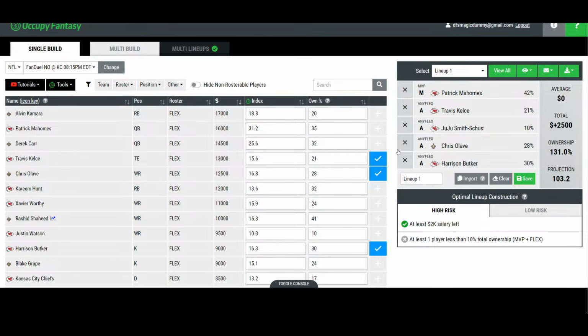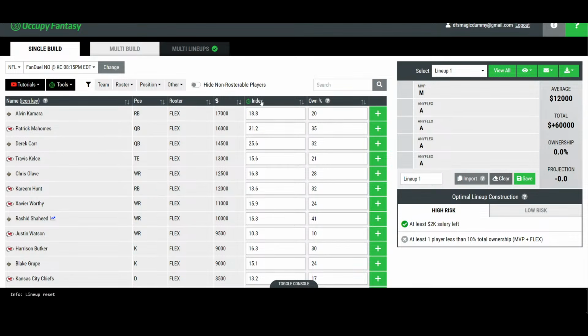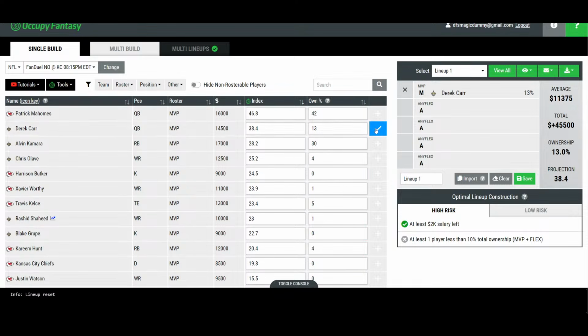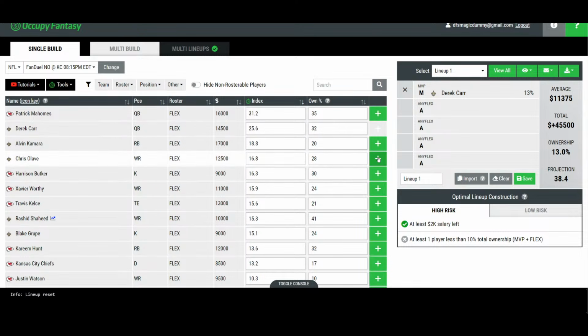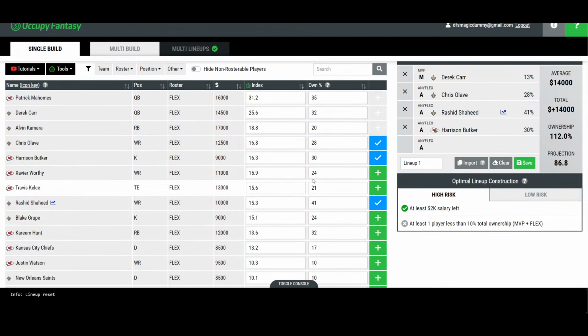Now, if you're playing a larger GPP or you want to not play Patrick Mahomes, let's look at OF Index. Ours likes Derek Carr, and he is just 13% MVP. We're going to pair him with 2 pass catchers. We can go Olave and Shaheed here. Seems pretty simple. Let's try that. Olave, Shaheed. 11,500. Play Harrison Bucker.